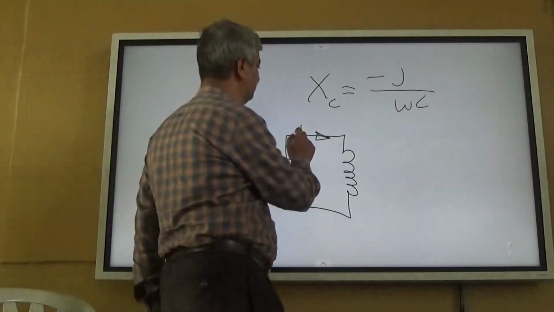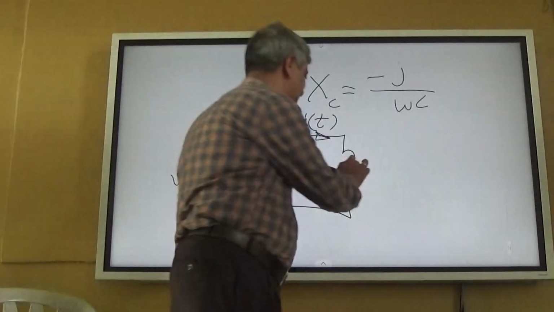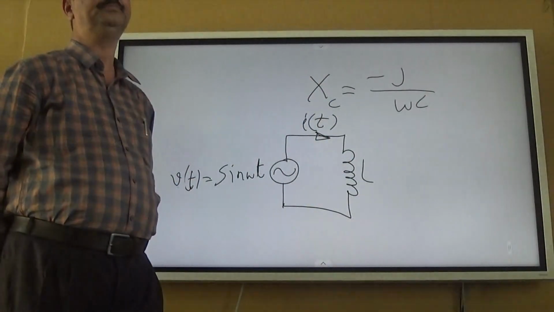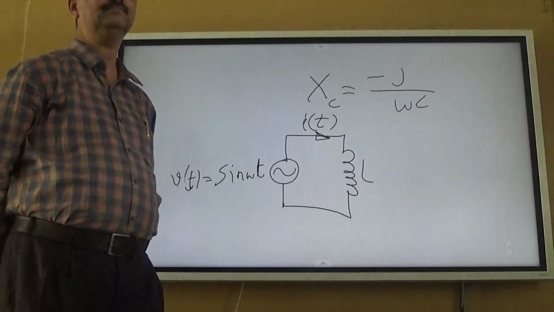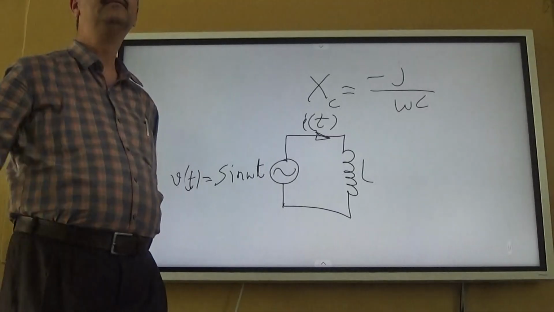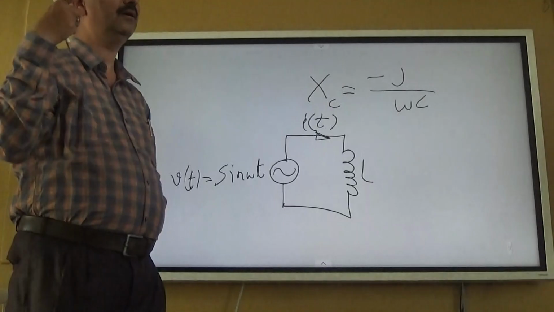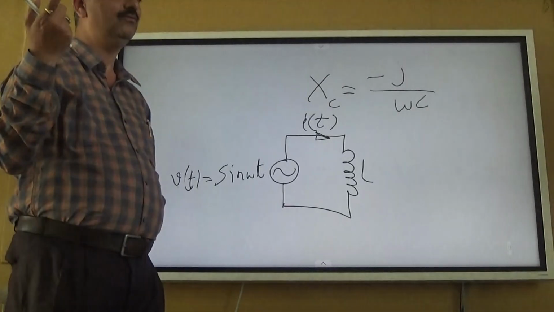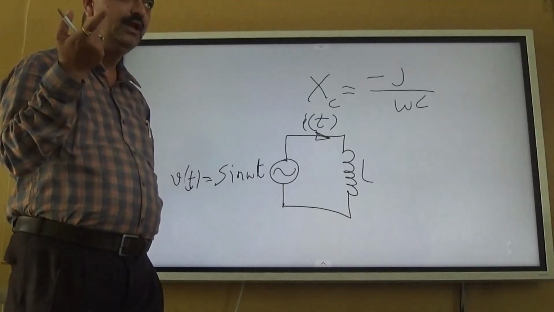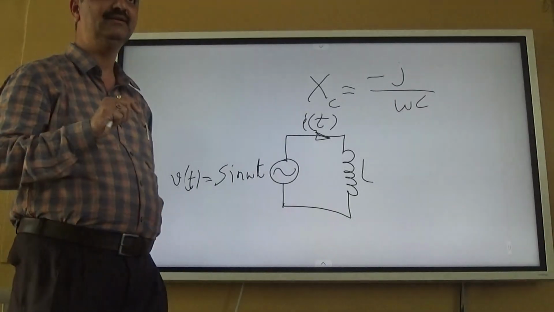What will be IT? If VT is sin omega t, what will IT be? Inductance is L. So how will we find it? Integration of... The relationship is V equal to L di by dt.